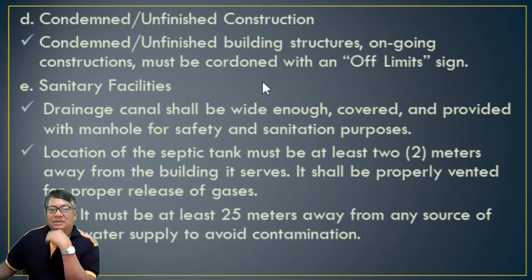So sanitary facilities, drainage canal shall be wide enough, covered and provided with manhole for safety and sanitation also. The location of the septic tank must be at least 2 meters away from the building. Okay? It shall be properly vented for proper release of gases. It must be at least 25 meters away from any source of water supply to avoid contamination. So those are the requirement if we have this water supply.